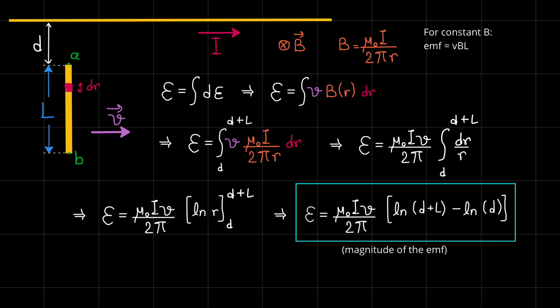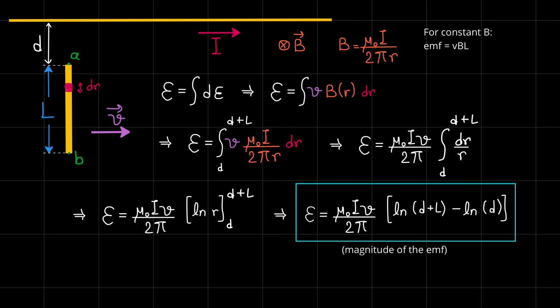The next question is, which end of the bar is at higher potential? Is it point A or B? Let's think about the direction of the magnetic force acting on a positively charged particle. Now, magnetic force is charge times V cross B. For a positively charged particle, the direction of the magnetic force is in the direction of V cross B. Align your right hand in the direction of V, which is pointing to the right, and then curl your fingers in the direction of B into the page. Your thumb is pointing up.